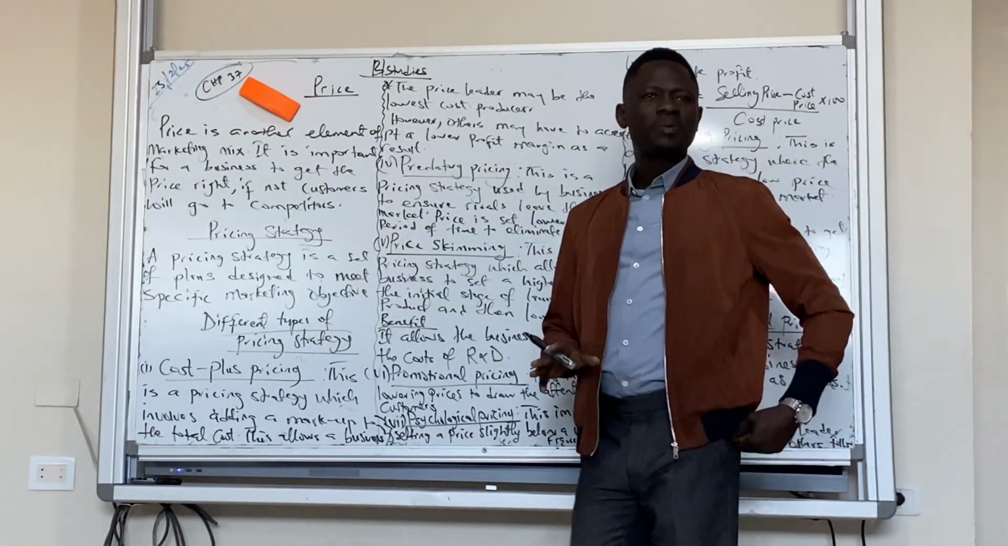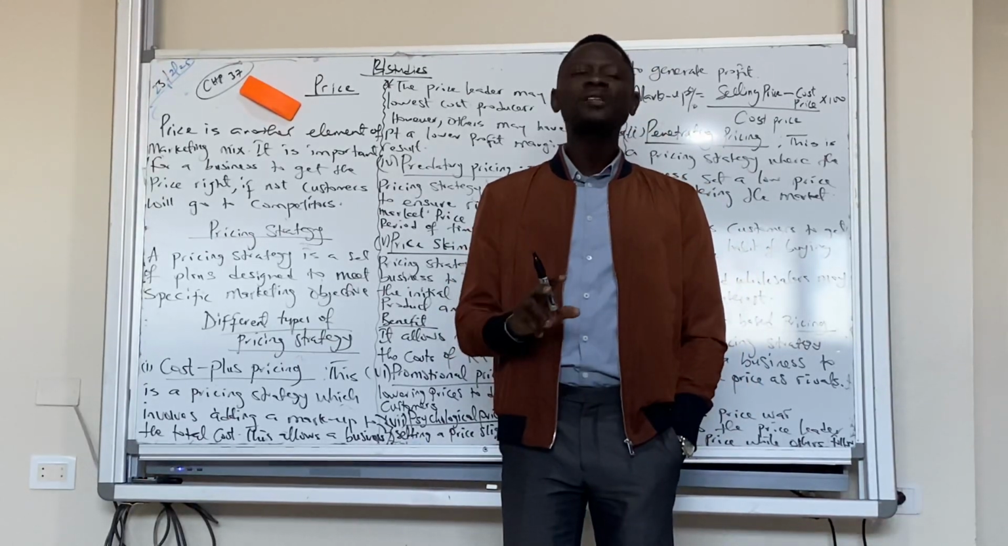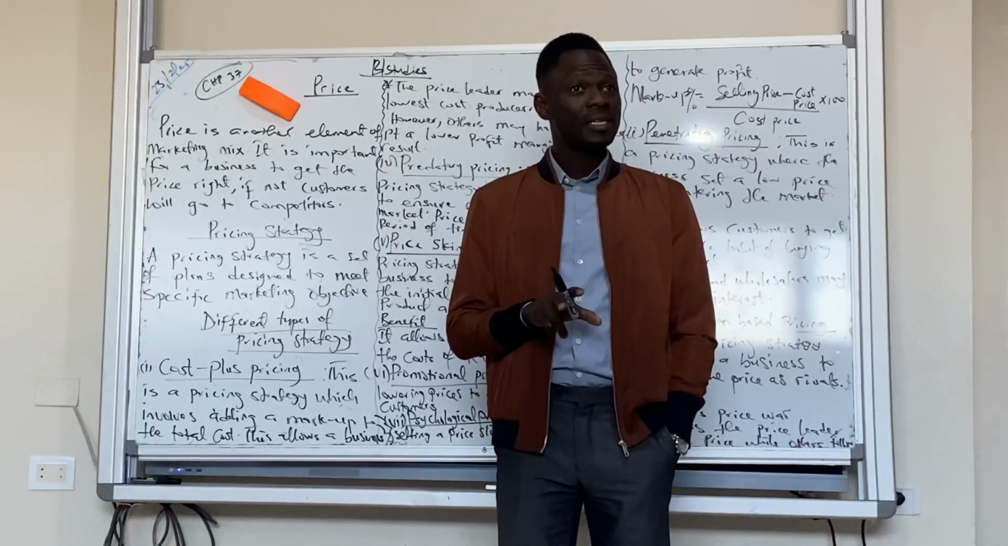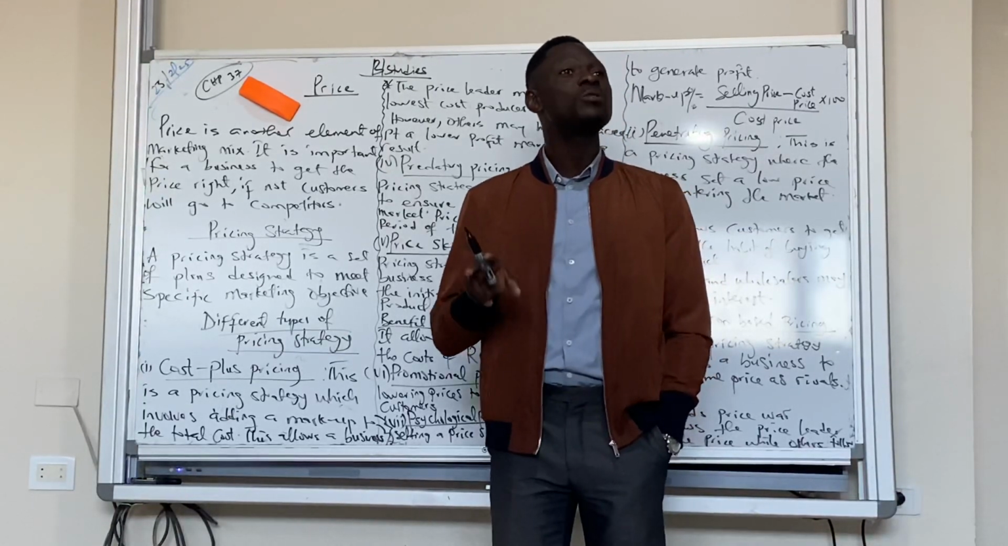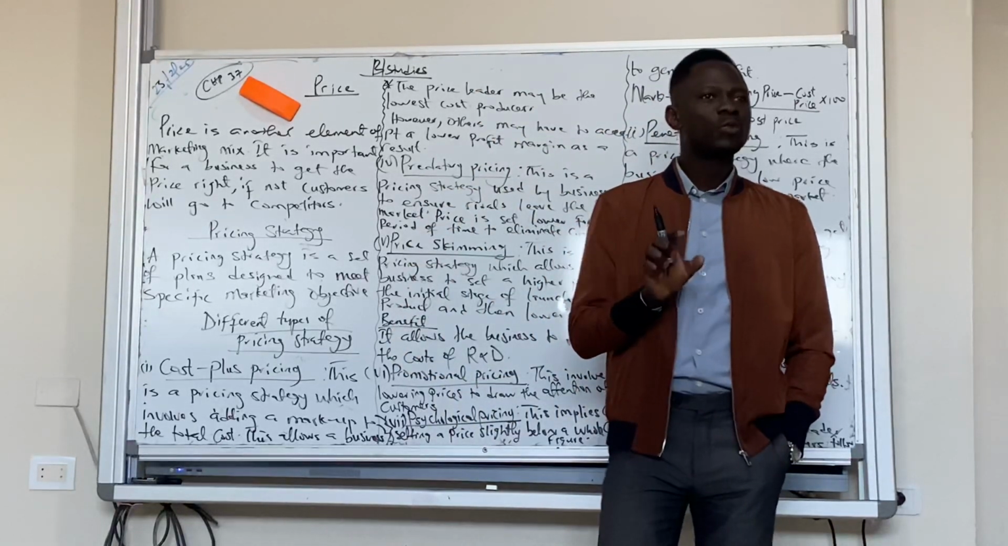We're going to chapter 37 in business: price. When we talk about price, it simply means the amount you have to pay as the cost of buying a product. So it is important for a business to set the right price. If a business doesn't set the right price, customers will start going to your competitors. So it is important you get the price right. That's why it's one of the marketing elements.